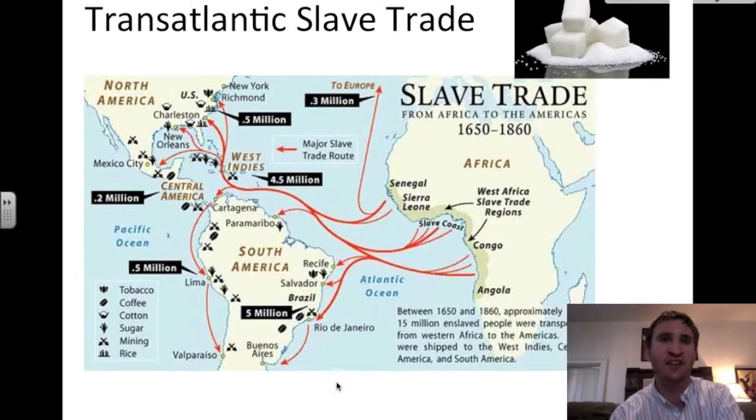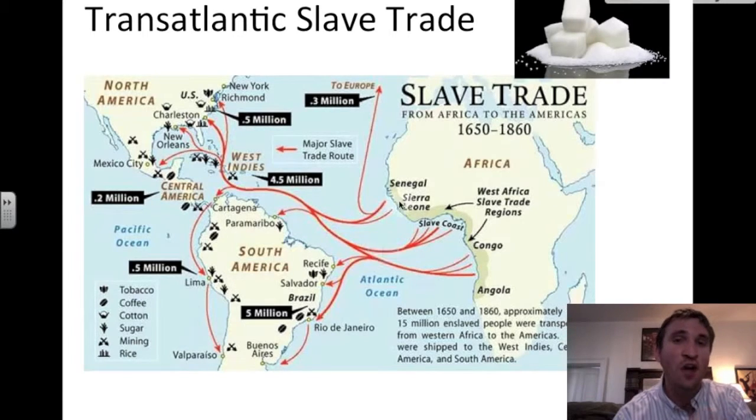And here is the transatlantic slave trade. A lot of it has to do with the harvesting of sugar and sugar cane. Let's look at where the transatlantic slave trade happened. You see what's called the Slave Coast, the west coast of Africa from 1650 to 1860, and all the different routes that these slave ships took.